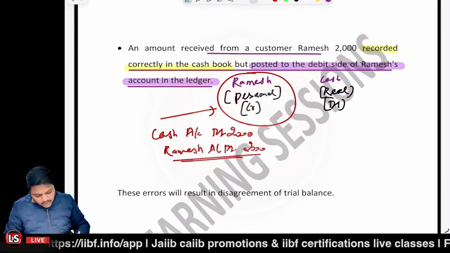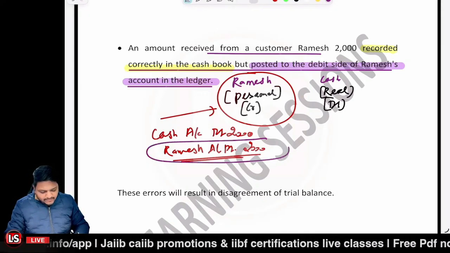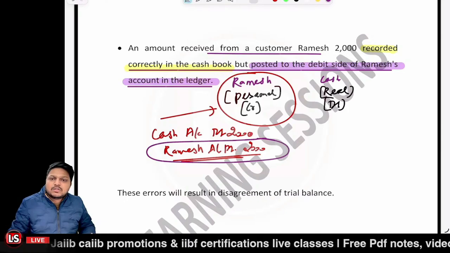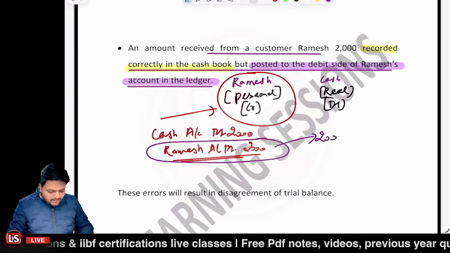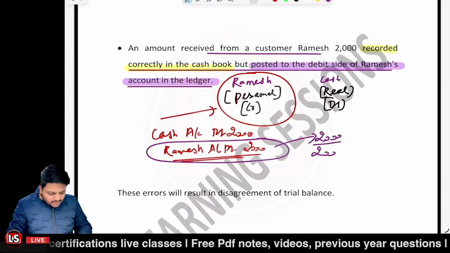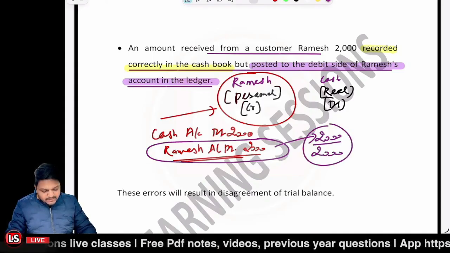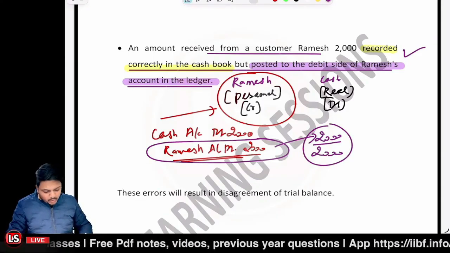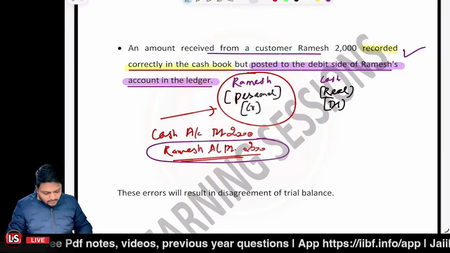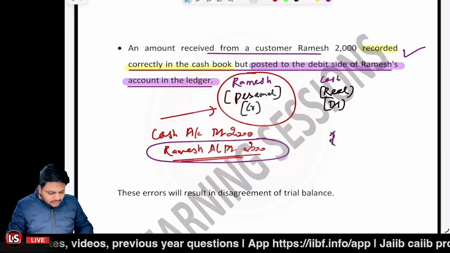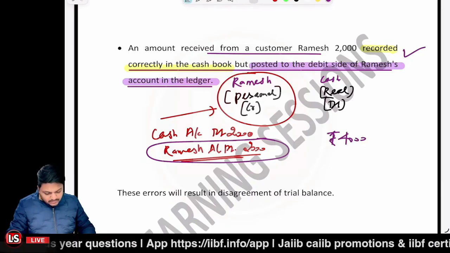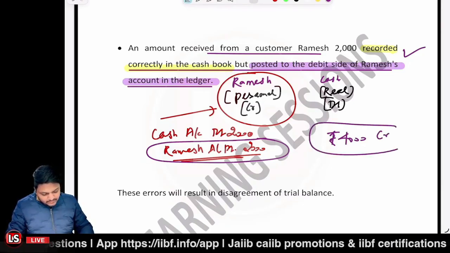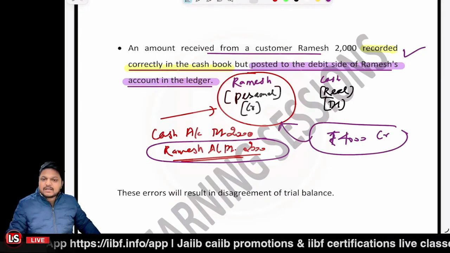Now first of all, we are to post the entry so as to nullify the effect of this. That is, a 2000 entry to be passed so as to nullify the effect, and another 2000 entry to be passed so as to make this entry appropriate, right? So in total we are to post rupees 4000 credit so as to rectify this entry. Is that clear?